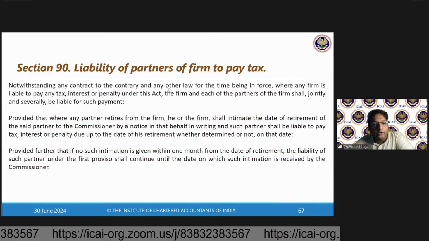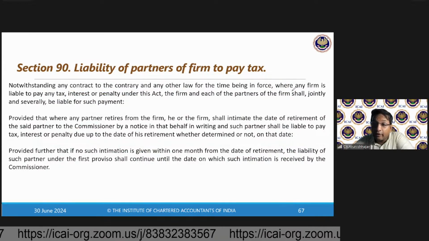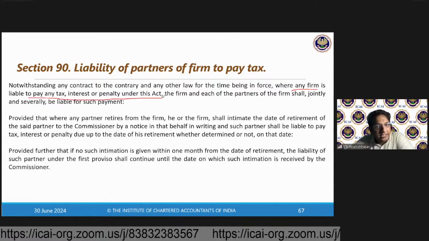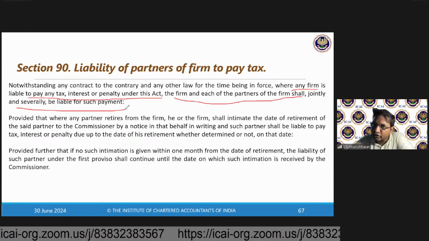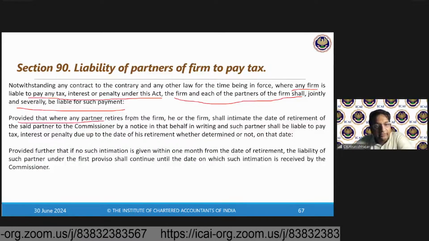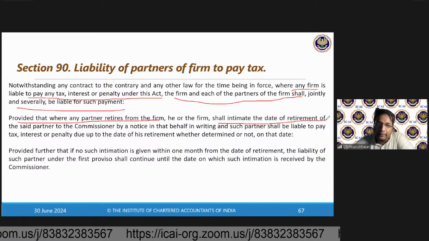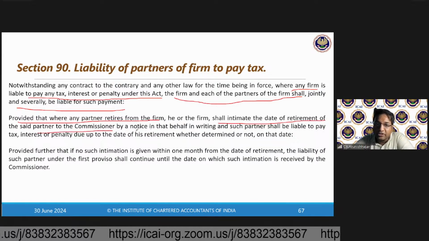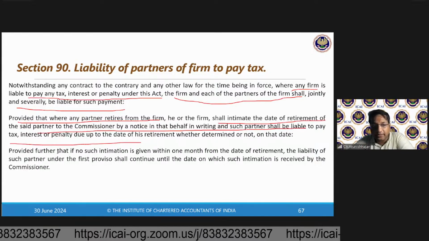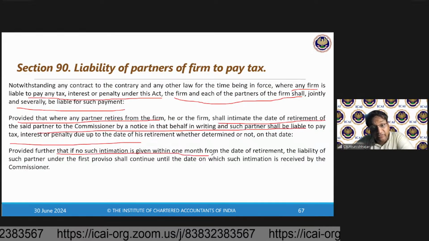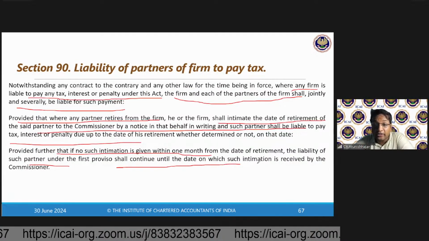Liability of the partner: notwithstanding anything contrary in any other law for the time being in force, where any firm is liable to pay the tax, interest or penalty, the firm and each of the partners shall jointly and severally be liable for such payment. Provided that where any partner retires, the firm shall intimate the date of retirement of the said partner to the Commissioner by a notice in writing, and such partner shall be liable to pay the tax, interest, penalty. Provided further, if no such intimation is made within 1 month from the date of the retirement, the liability of such partner shall continue until the date of the intimation.